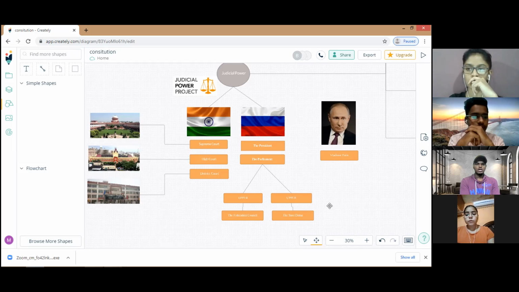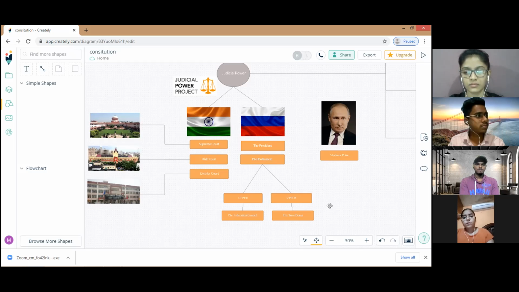So now I'll talk about the judicial power in Russia. Russia is a federal presidential republic. The executive power is split between the president and the prime minister, but the prime minister is the dominant figure. The legislature is represented by the Federal Assembly of Russia, and it has two chambers: the State Duma, known as the lower house, and the Federation Council, the upper house. Judicial power is vested in courts administered by the Ministry of Justice.